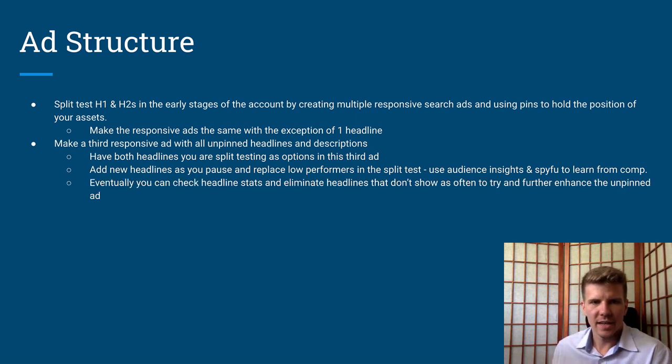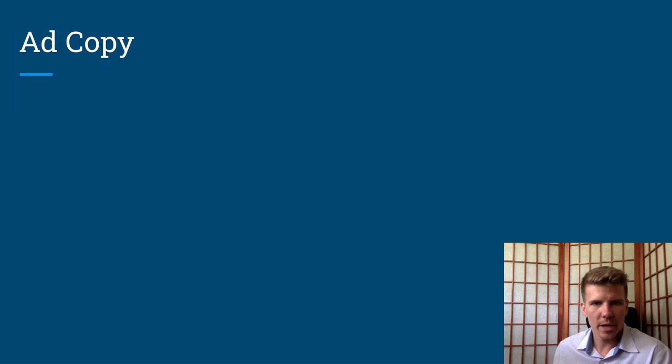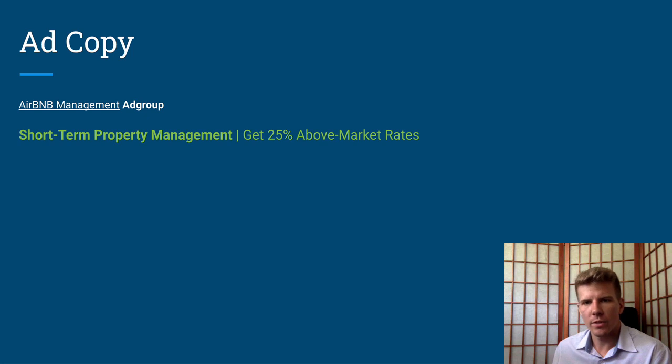And then this would be example ad copy for Airbnb management. Short-term property management, get 25% above market rates. That 25% is great. I love having a percentage in there. I love these dash marks. This is punchy, it's accurate, it's precise, and has a clear claim in it. So you're going to get a really nice click-through rate here, as well as a nice conversion rate.